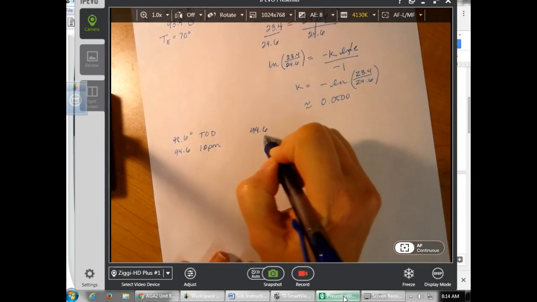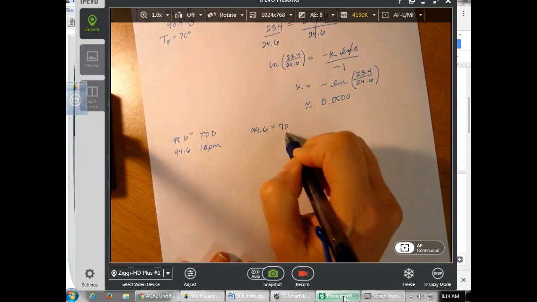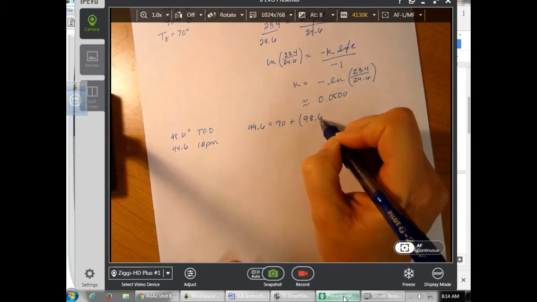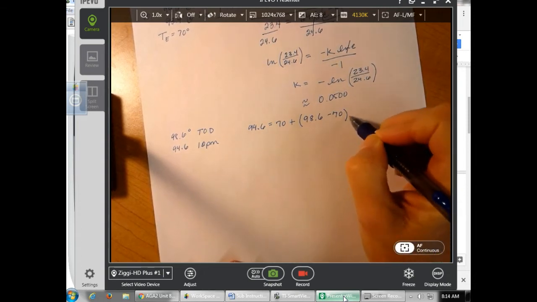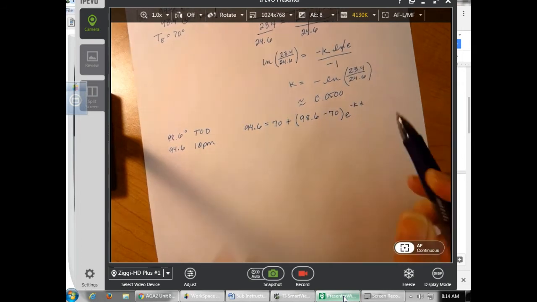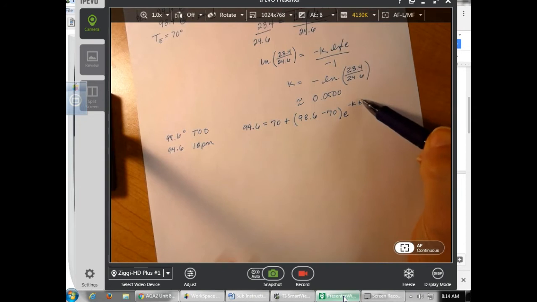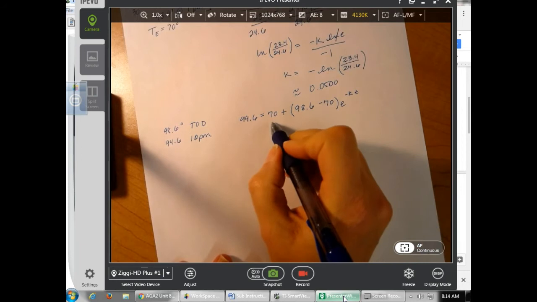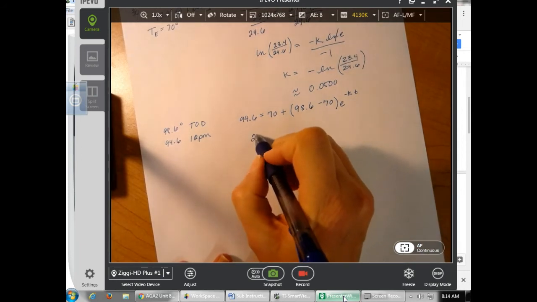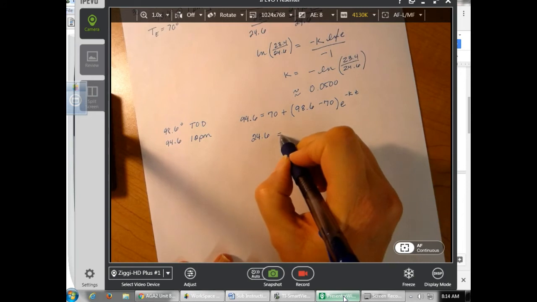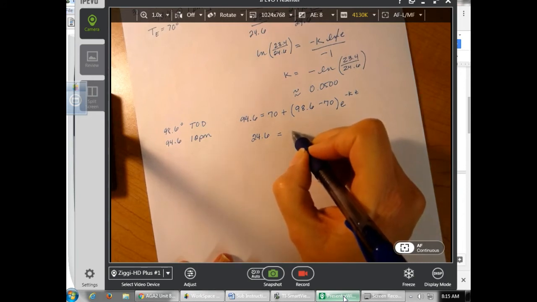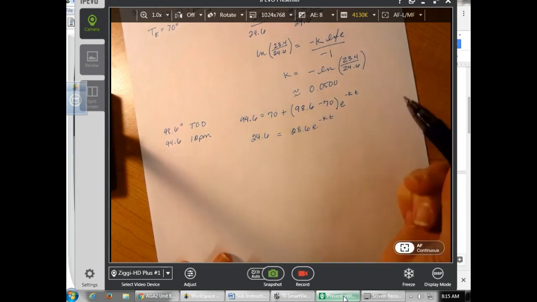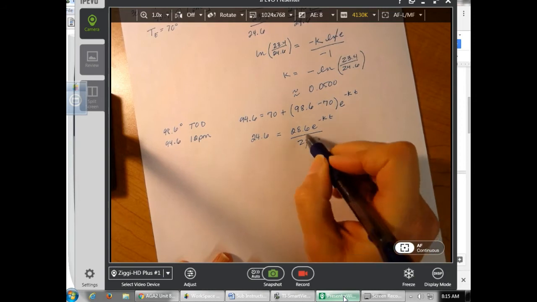94.6 is my ending temperature. My surrounding environment is 70 degrees. I'm starting at 98.6. Subtract your 70 and e to the negative kt. So when I look at all this, the only unknown I really have is the t. I just have to tidy this up a little bit. So again, I'm going to subtract 70 over, and that's going to give me 24.6. And that's going to give me an a value of 28.6, e to the negative kt. So I'm going to divide both sides by 28.6.